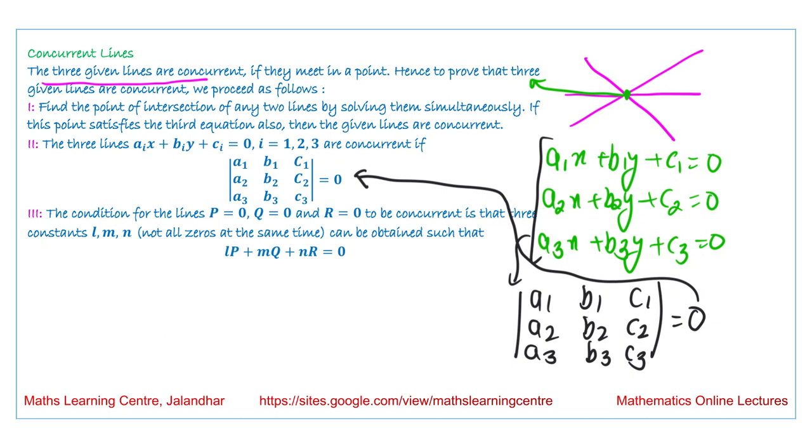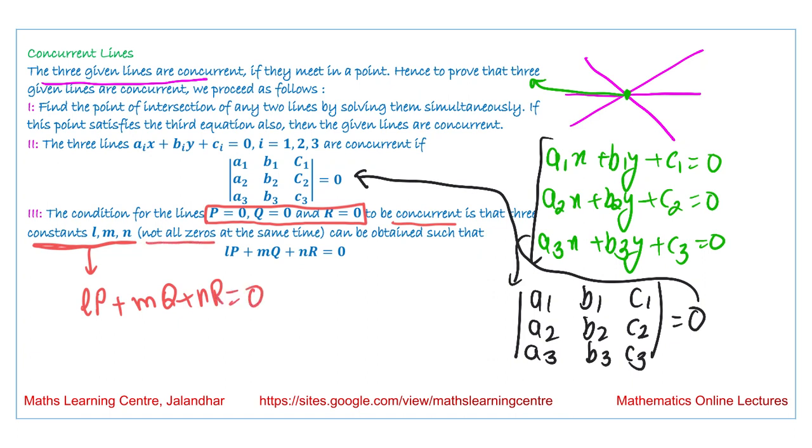So if these are the three equations given to us, p = 0, q = 0 and r = 0, these are the three lines we are talking about, and they are concurrent if there are three constants L, M and N such that L times p + M times q + N times r = 0, and the condition we have is that all these constants L, M and N are not 0 at the same time. So these are the conditions that we have related to concurrent lines.